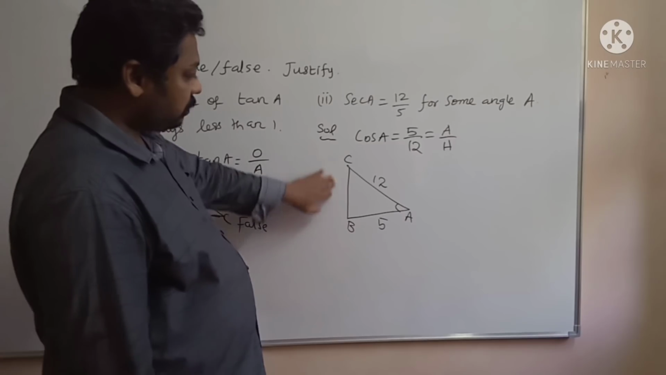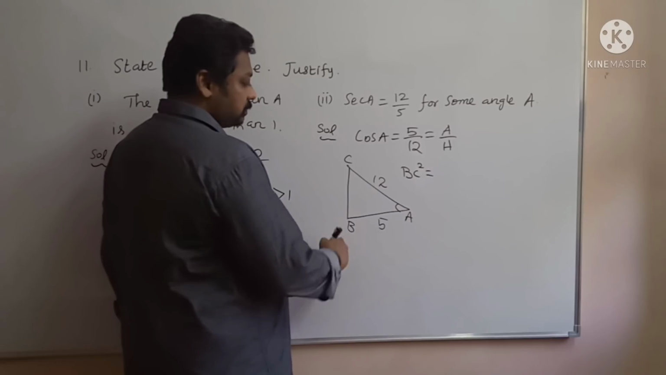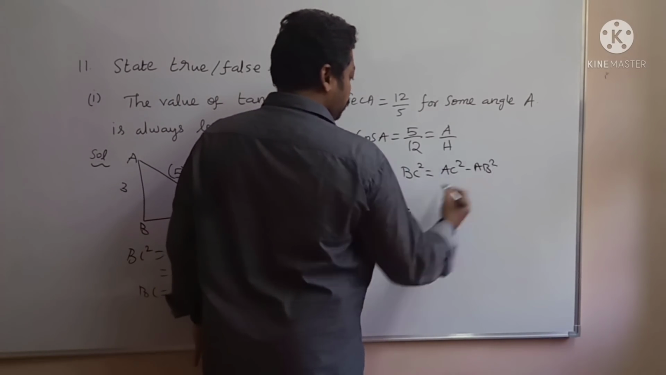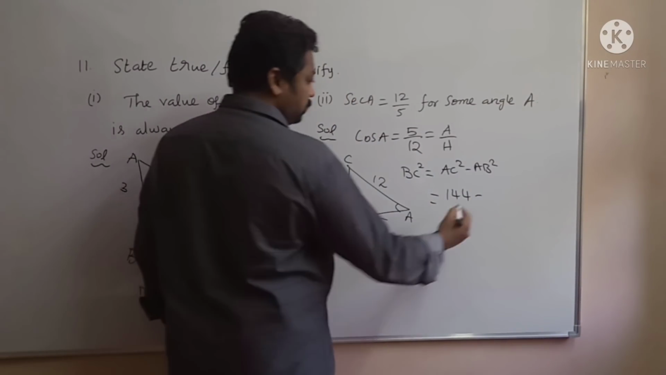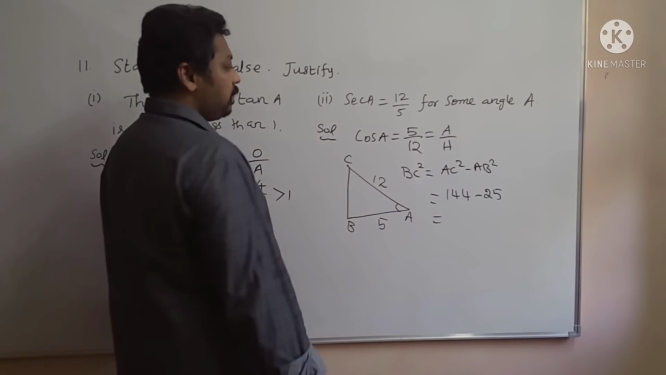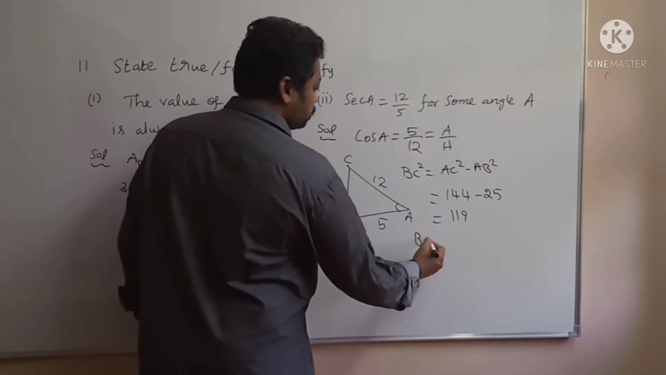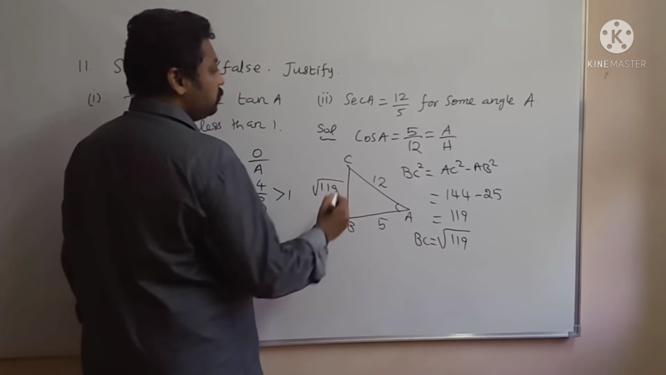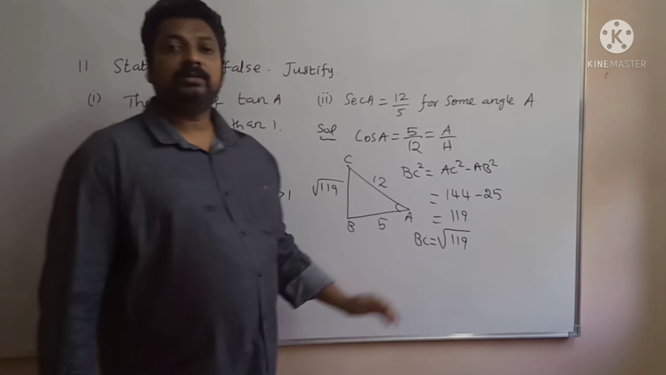Now we try to find the value of BC. What is BC square? By Pythagoras theorem, BC square is equal to AC square minus AB square. What is AC square? It is 144 minus AB square, which is 25. Subtracted, how much do we get? It is 119. So BC is equal to square root of 119, which is a possible value. Therefore secant A can be 12 by 5 for some angle A is true.